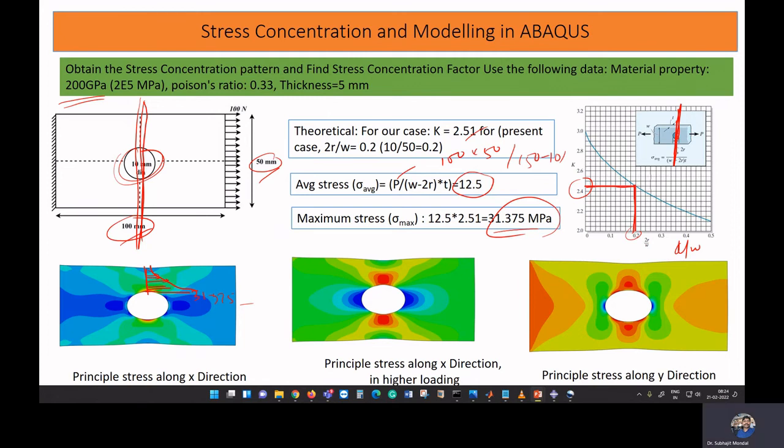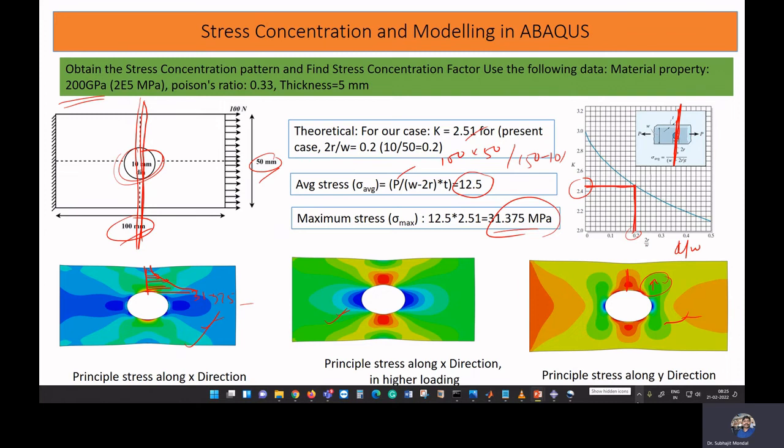And you also try to see whether you are getting this type of stress pattern or not. This stress is at a particular loading, and once you increase the load from P1 to P2, you should get a stress pattern like this. This stress is for the y direction, that is, how much stress is acting in the y direction.